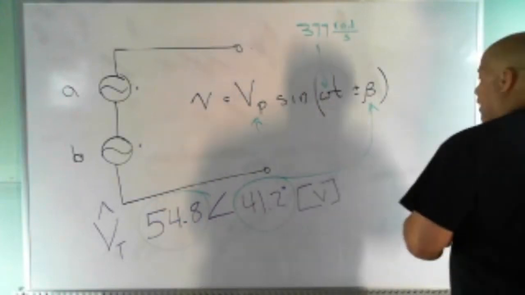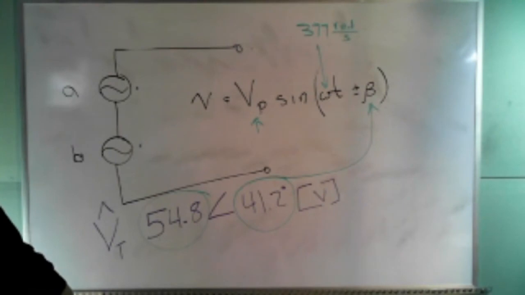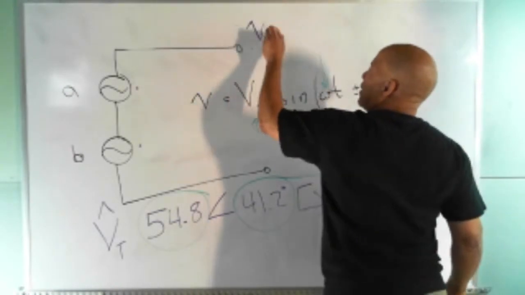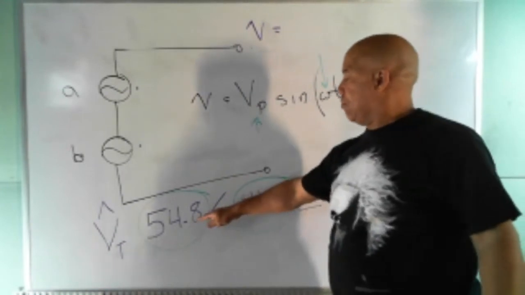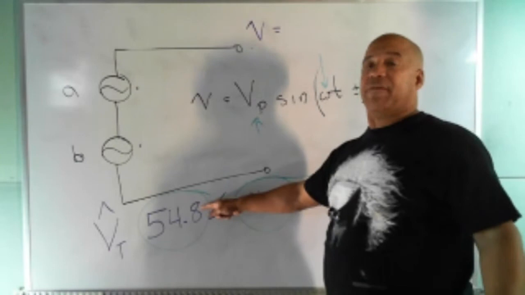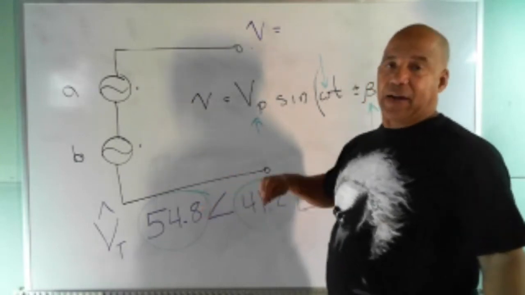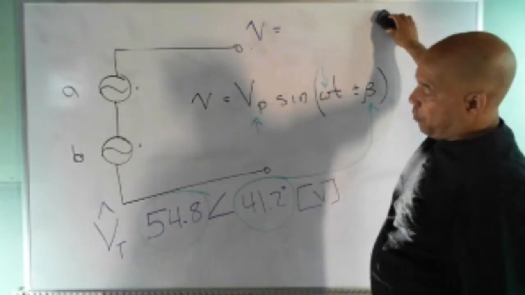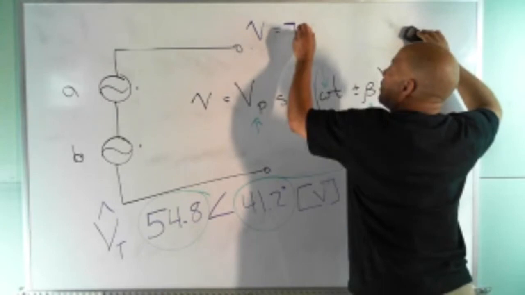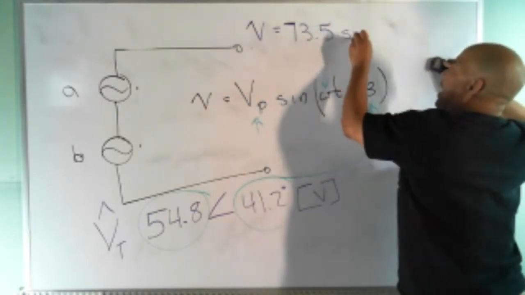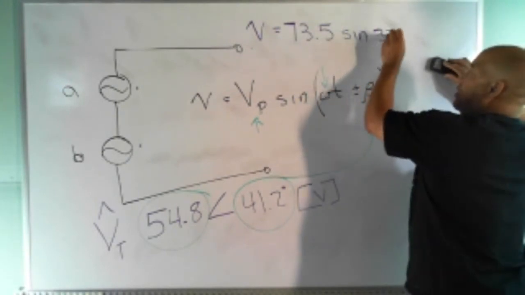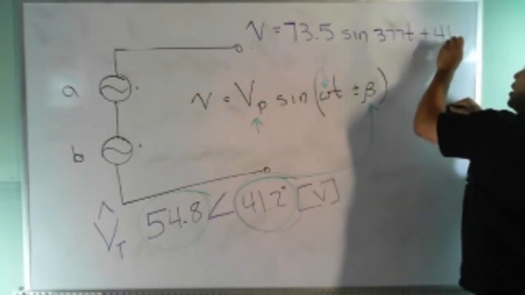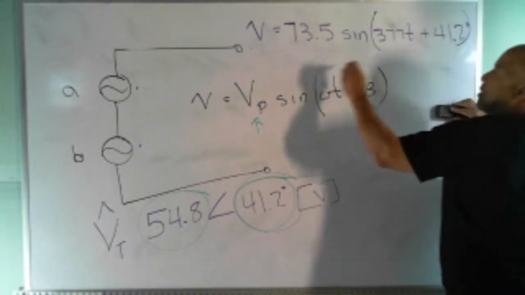So let's see if we can write this back in time domain. To get it to RMS, you multiply by 0.707. So to get it to peak, you take this and divide by 0.707. So what's 54.8 divided by 0.707? 73.5 sine, omega they gave us was 377 t, and then the phase would be right here, plus 41.2 degrees, and that would be my total voltage.